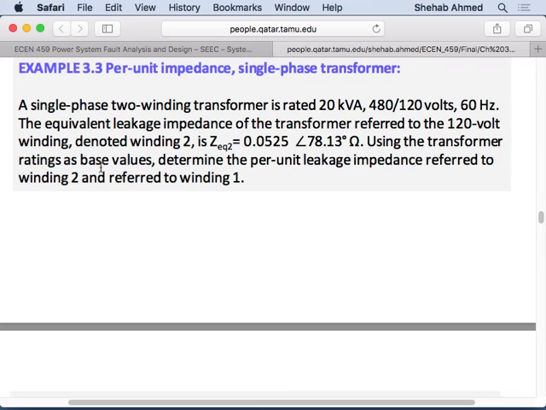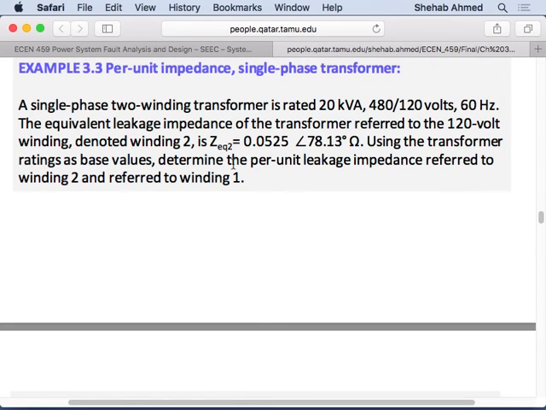Using the transformer ratings as base values. So here they're telling you choose the transformer ratings as base values. What does that mean? It means that I will choose my power base to be 20 kVA, and I will choose my voltage base on the primary to be 480 volts. And I will choose my voltage base on the secondary to be 120 volts. This is what this means. Use transformer ratings as base values.